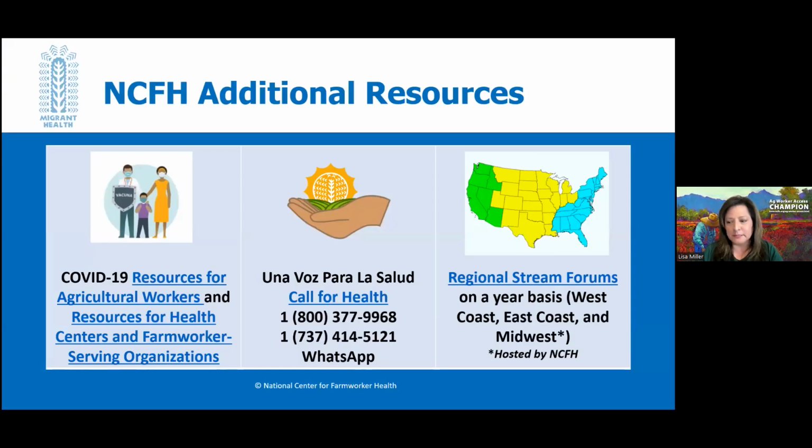NCFH also has specific patient information and resources on emerging issues. For example, COVID-19. There are two specific resource pages I'd like to point out. One is our COVID-19 resources for agricultural workers that includes patient education information that can be used for outreach, like handouts, flyers, and radio PSAs. The other is the COVID-19 resources for health centers and farm worker serving organizations, which includes resources for the workforce.